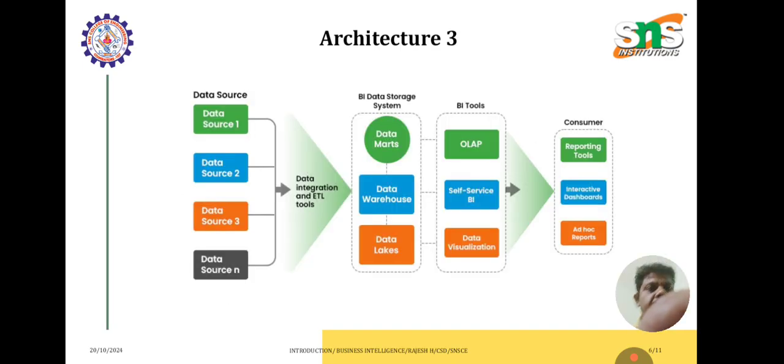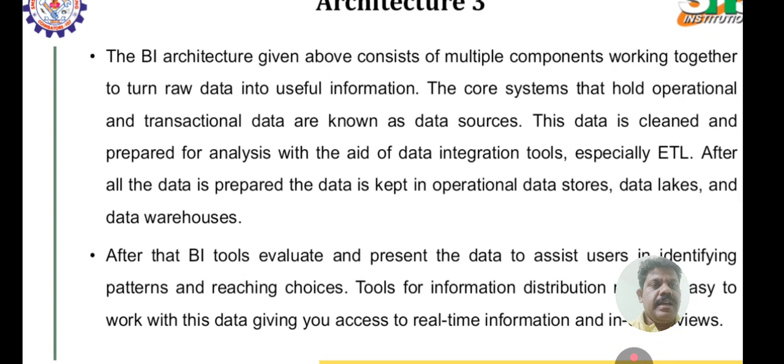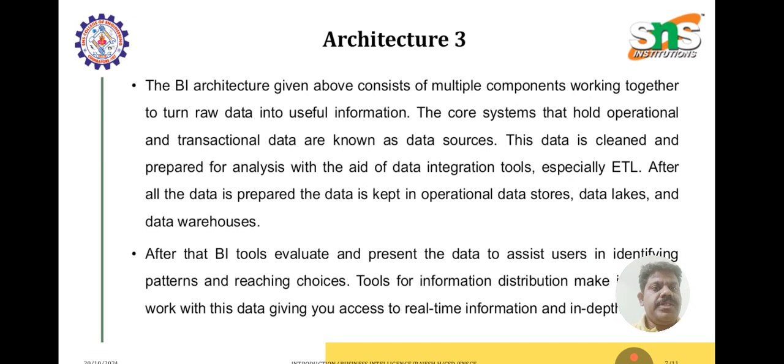So that's it. And if you see that in architecture 3, the understanding is that this BI architecture consists of multiple components working together to turn raw data into useful information. The core systems that hold operational and transactional data are known as data sources. This data is cleaned and prepared for analysis with the aid of data integration tools, especially ETL. After all the data is prepared, it is kept in operational data stores, data lakes, and data warehouses. Then BI tools handle evaluation and presentation of the data to assist users in identifying patterns and reaching choices.